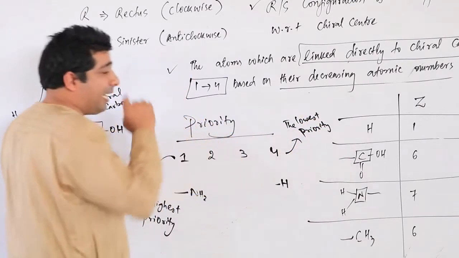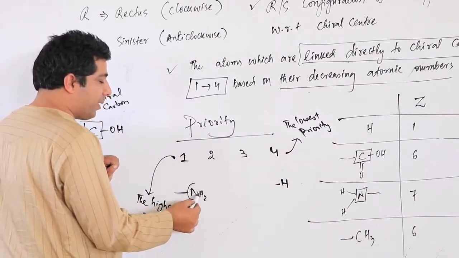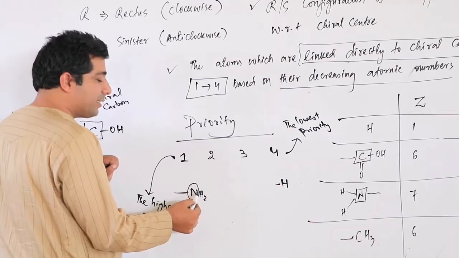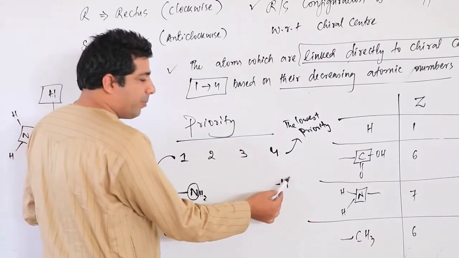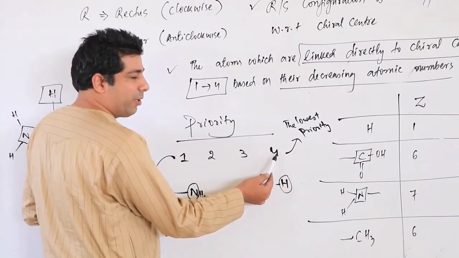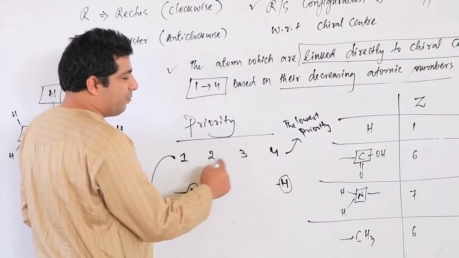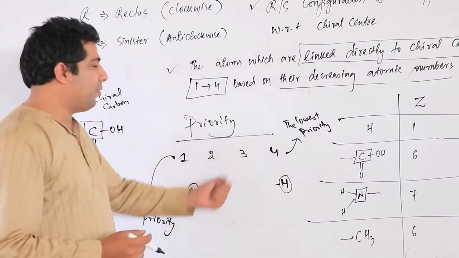So we got our highest priority and lowest. The highest was nitrogen. Nitrogen's atomic number was 7, so it has the highest atomic number, so priority is 1. Hydrogen's atomic number was 1, so 4 is the lowest priority. Now between them we have 2 more choices, correct? So that is 2 and 3.